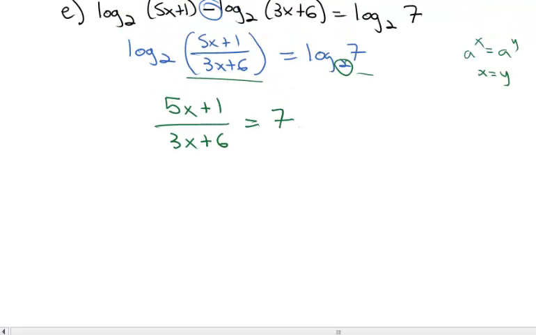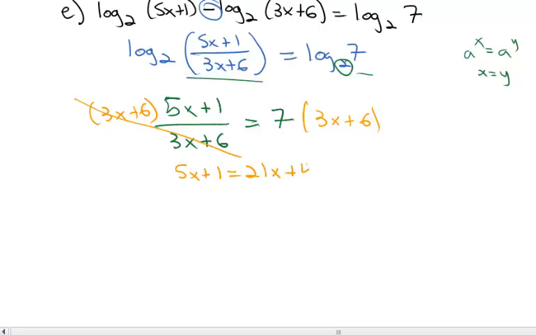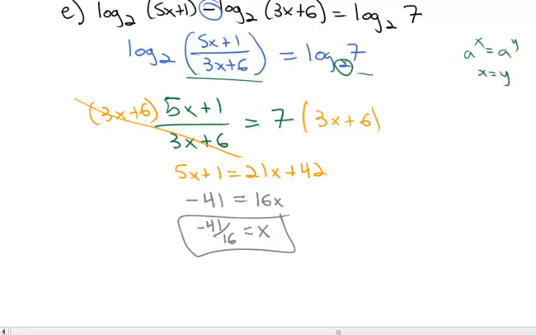We can solve this by multiplying both sides by the LCD of 3x plus 6. I'm not sure why that made my 5x plus 1 disappear. That was interesting. The 3x plus 6's divide out, and we have 5x plus 1 equals 21x plus 42. Now we're in business. Subtract 5 from both sides to get 16x. Subtract 42 from both sides to get negative 41. Divide both sides by 16, and we get negative 41 over 16 equals x.